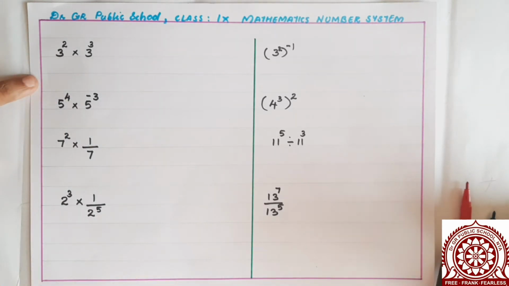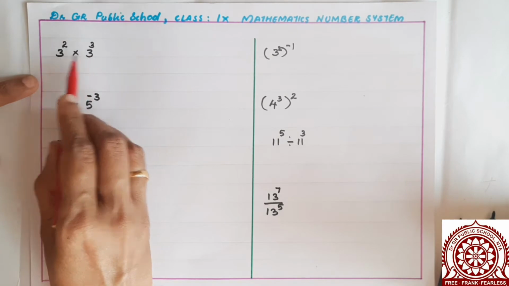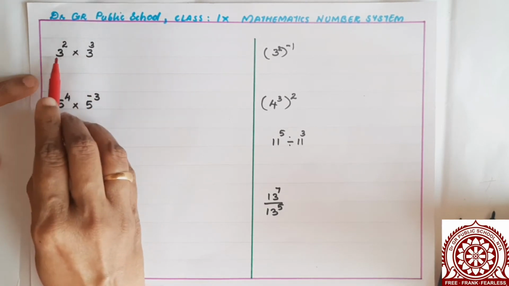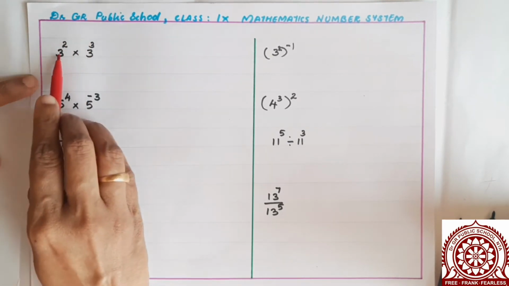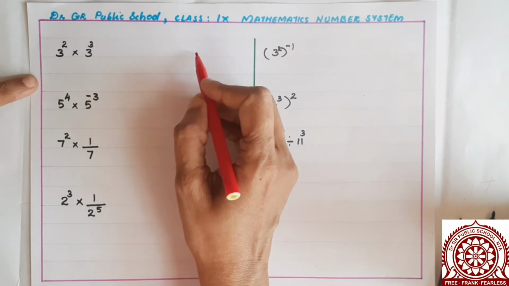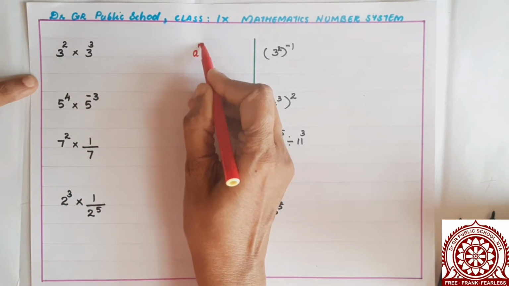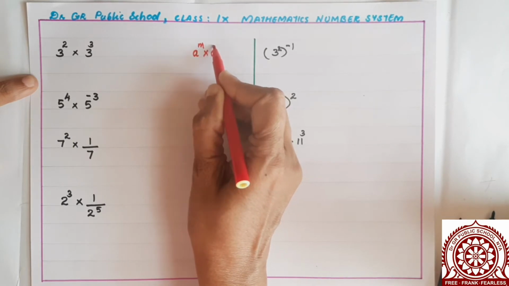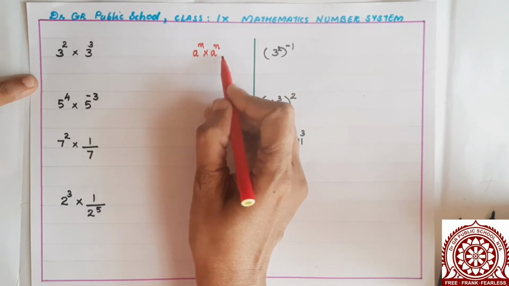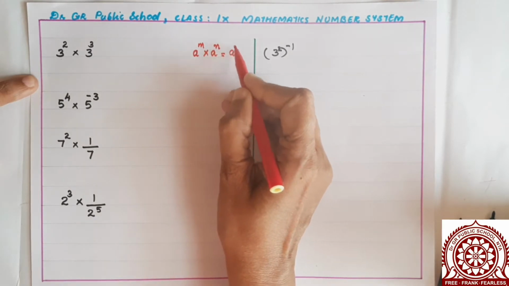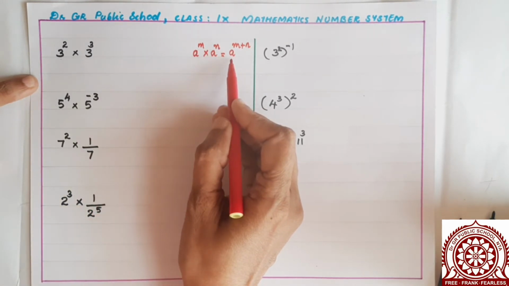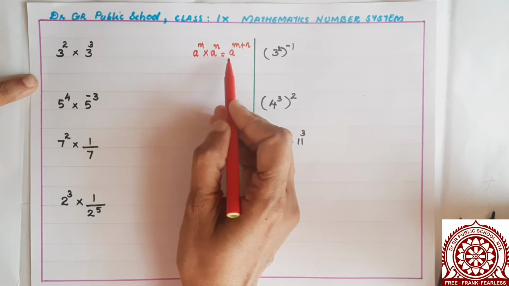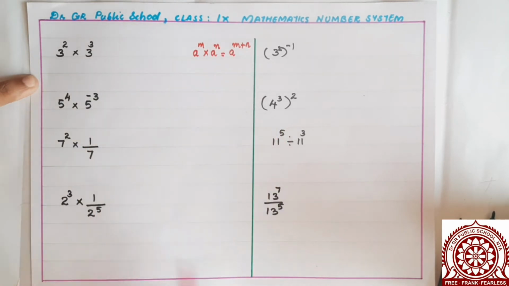Which type of question is this? Which law you can apply here? Here base 3 is the base in both numbers and the powers are 2 and 3, isn't it? So bases are same. So which law we can apply? a raised to m multiplied by a raised to n. What is a raised to m multiplied by a raised to n? a raised to m plus n. Now we discussed, isn't it? Same base we have to write and we have to add the powers. Okay.